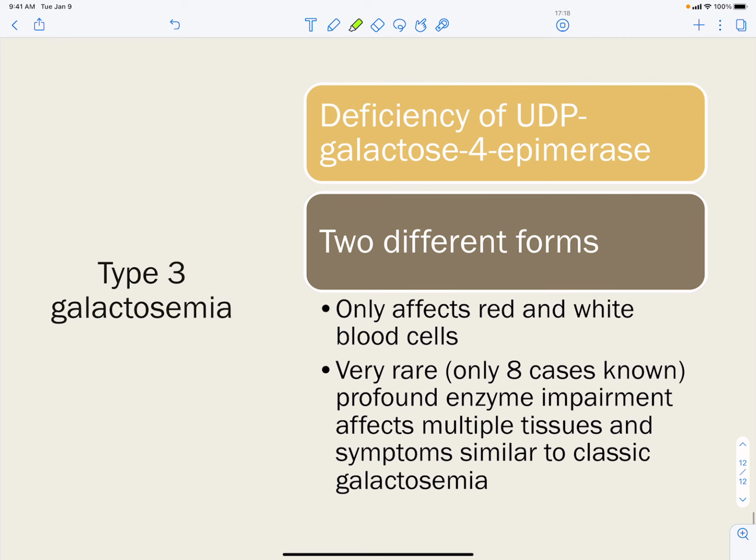And then there's type 3 galactosemia, and this is a deficiency of that galactose 4-epimerase. There are two different isoforms of this. One is going to affect red and white blood cells, and this is going to be very rare. There are actually only 8 known cases. You get multiple tissues affected, and it's similar to our classic galactosemia. UDP glucose is important, and getting stuck at UDP galactose, again, you're just accumulating UDP galactose, and your cells can't do anything with that.